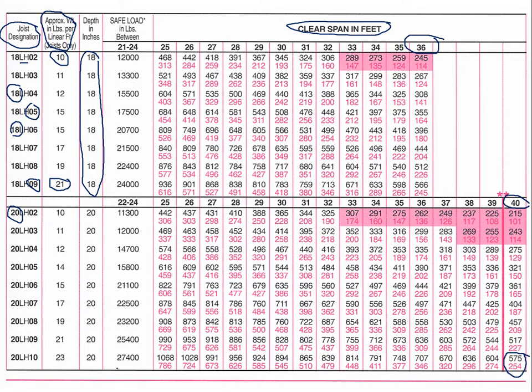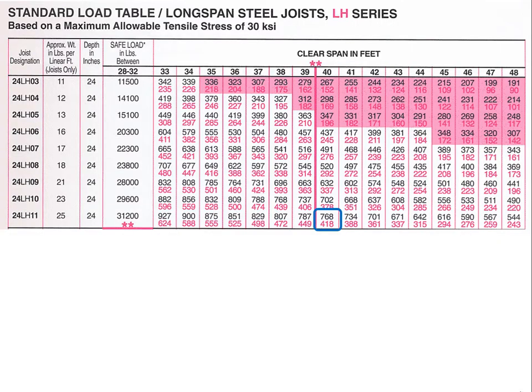The problem is that a shallow truss that's only 20 inches deep is never going to be able to handle the 400 pounds of live load without excessive deflection. So we're going to have to go to a deeper truss to make this work. So we're going to go to 24 inch deep trusses. You'll notice all the designations here have a 24 at the beginning. And now we're going to go find a 40-foot length. When we scan down, you'll notice that this is the one that works.